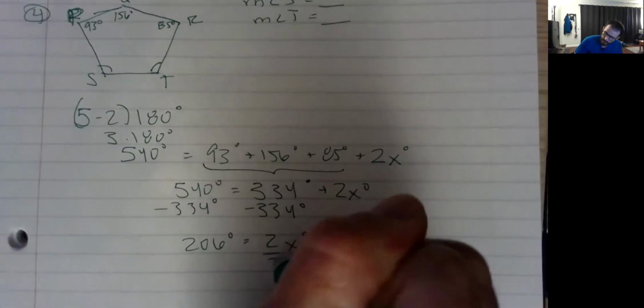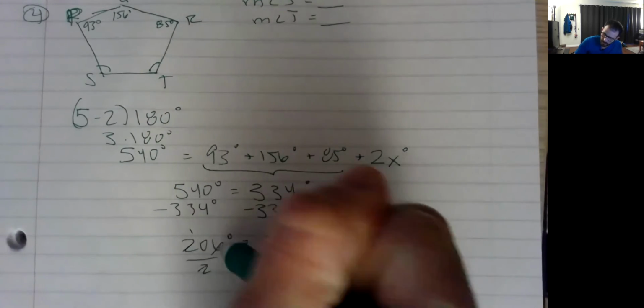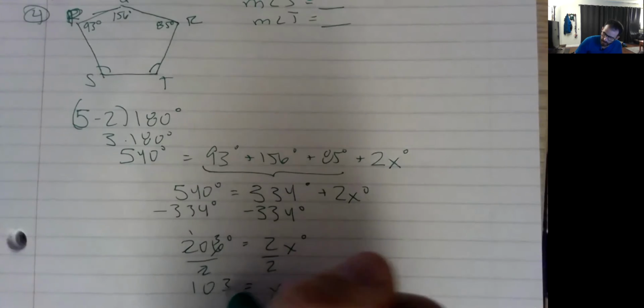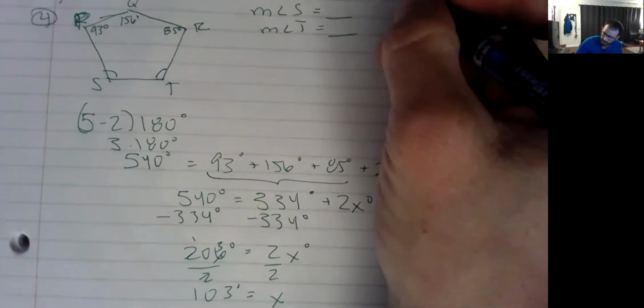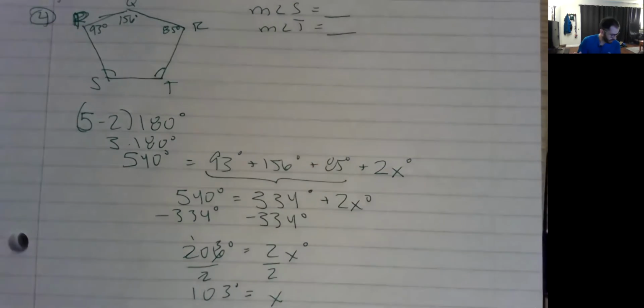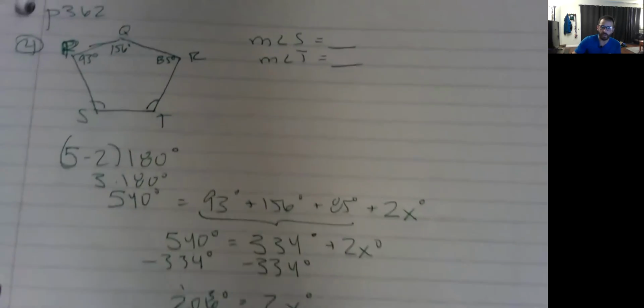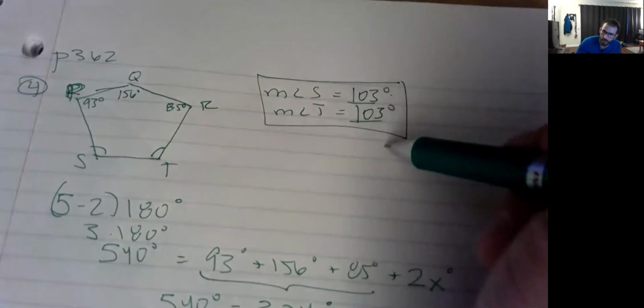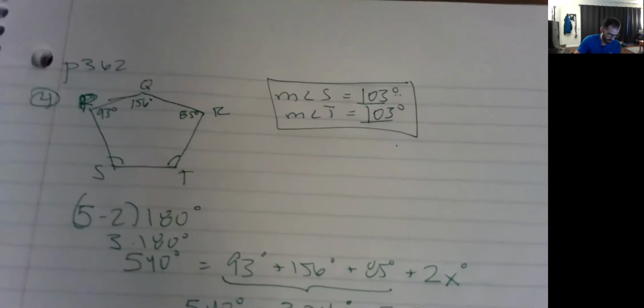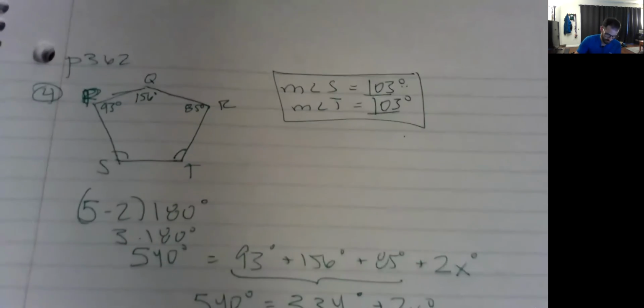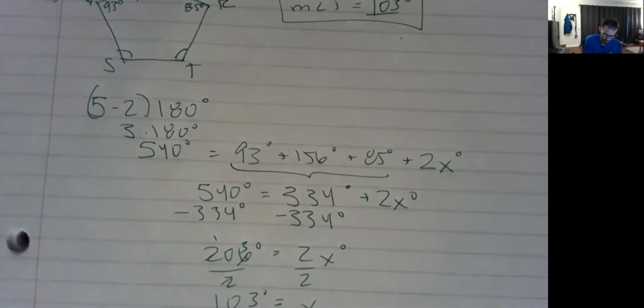So divide both sides by 2, and x is equal to, well, 2 goes into 2 once, 2 goes into 6 3 times, 103 degrees. Oh, and wait, so that means that I actually found out what both of them are. So let's go back to my answer key, my legend, and I can fill in both answers. You need both answers. All right, we're actually going to skip number 5.